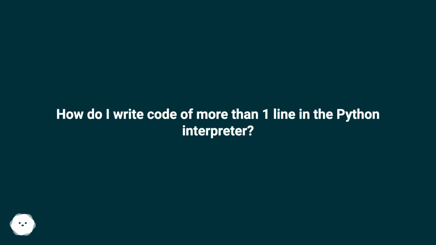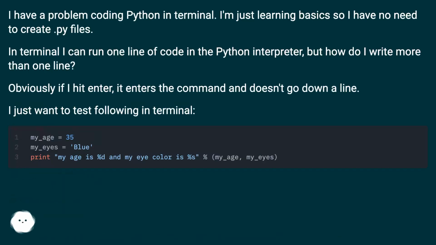How do I write code of more than one line in the Python interpreter? I have a problem coding Python in terminal. I'm just learning basics, so I have no need to create .py files. In terminal I can run one line of code in the Python interpreter, but how do I write more than one line? Obviously if I hit enter, it enters the command and doesn't go down a line. I just want to test the following in terminal.